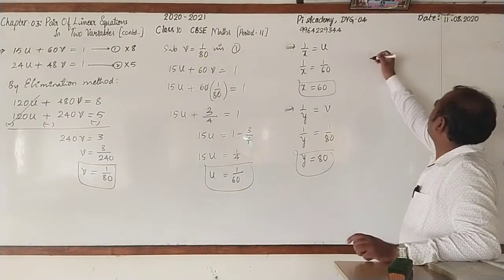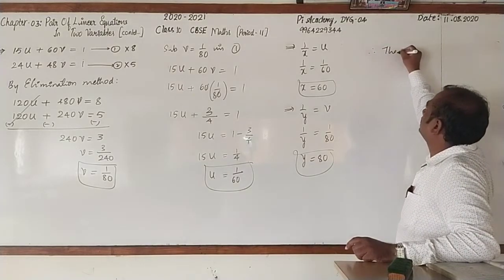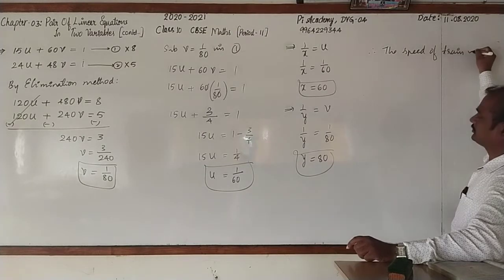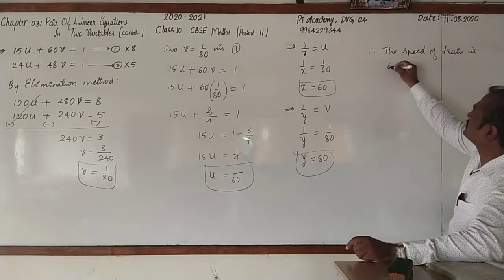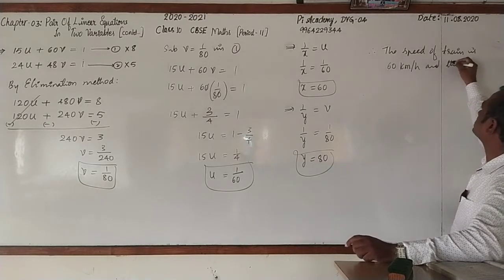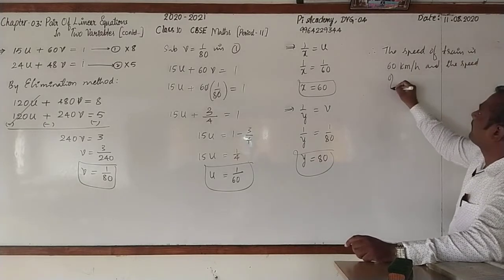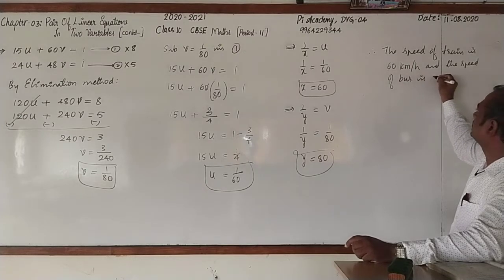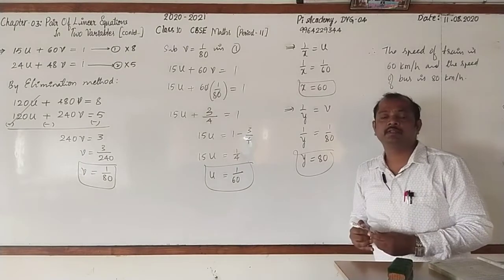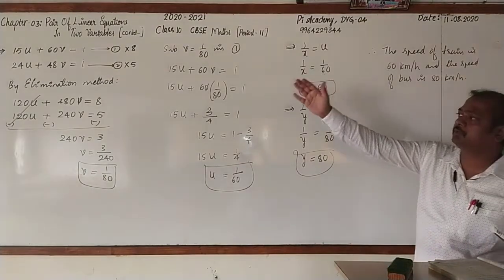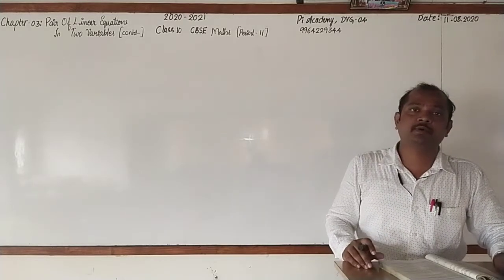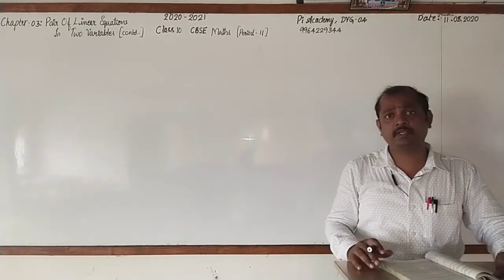Hence, we can write the conclusion as: therefore, the speed of the train is 60 km per hour and the speed of the bus is 80 km per hour. Clear? Yes, please go for copying from there to here. Yes, dear students, exercise number 3.6 has been completed.